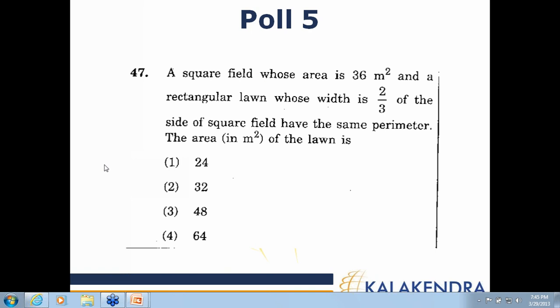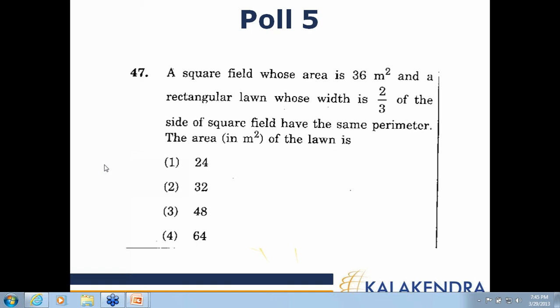Okay. Actually, a fairly straightforward question of mensuration. We've got a square field whose area is 36 meters square, which means each side is 6 meters. Clear? And a rectangular lawn whose width is 2/3 of the side of the square field. So 2/3 means the width of this rectangular lawn therefore is 4 meters. And the rectangular lawn and the square field both have the same perimeter.